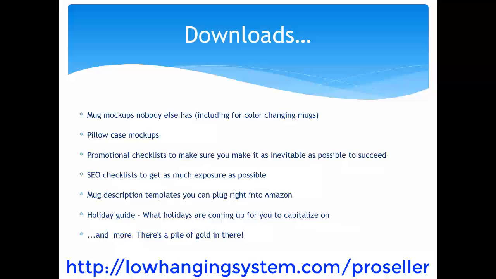Downloads, we have all kinds of downloads. You can get mug mock-ups that nobody else has. We have different things where people are holding the mugs, or we have them on tables, desks, all kinds of things. Pillowcase pictures, promotional checklists. It's really easy to list your products, but to make sure you have everything you need, or if you want to hand this off to outsourcers, we have the promotional checklists, SEO checklists to make sure you get as much exposure as possible, and mug description templates. So you can just copy the templates, copy the descriptions, and pop them into your Amazon listings so that you don't need to worry about doing anything extra.